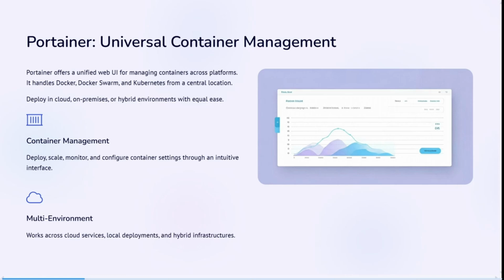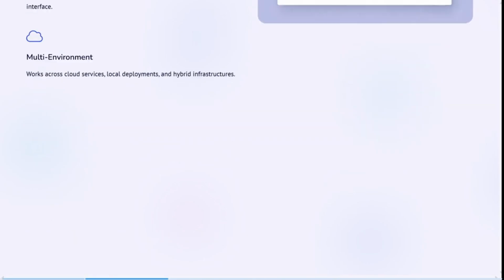It has universal container management capabilities. It offers a unified web user interface for managing containers across platforms. It handles Docker, Docker Swarm, and Kubernetes from one central location. You can deploy in cloud, on-premises, or even hybrid environments with equal ease. You can deploy, scale, monitor, and also configure container settings through an intuitive interface. You can also work across cloud services, local deployments, and also hybrid infrastructures.